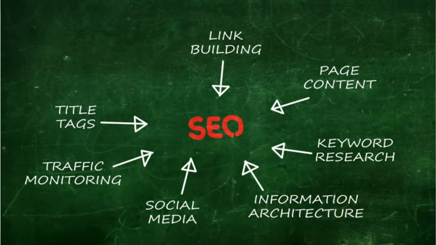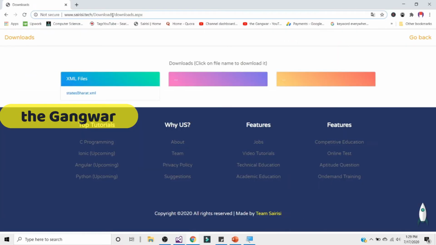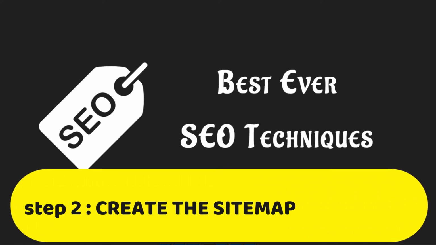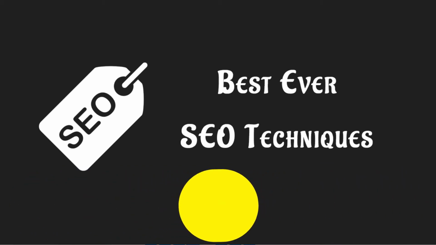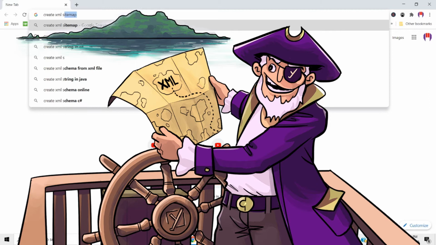And what is XML in this scenario? XML is like a database management system. It keeps data in tags. XML will keep the list of your pages in perfect order. So the first step is to create the XML sitemap. To do this, we have many websites. You can search for create XML sitemap.